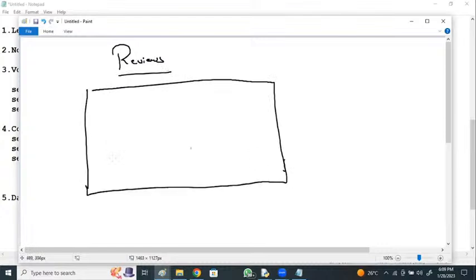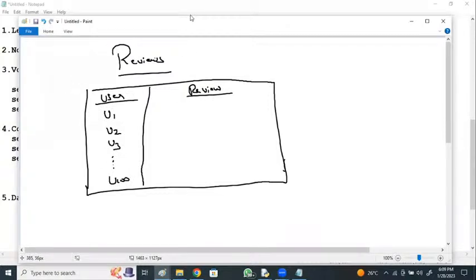User 1, user 2, user 3, 100 users, right? Review, right? Yes. First person saying movie is good. Second person saying movie is not good. Okay, for example, think that they are giving reviews in the form of ones and zeros. First person saying one, second person saying zero. In this way, the reviews are given in the form of ones and zeros. One means good, zero indicates bad.